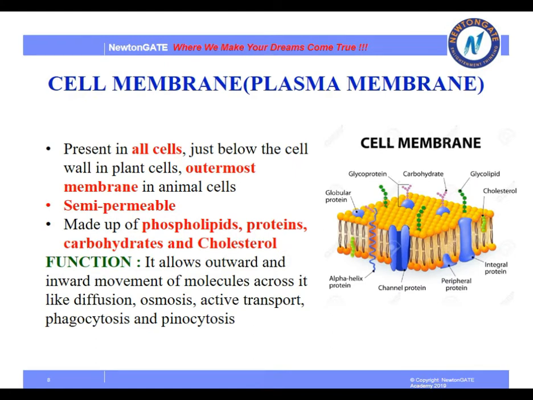The cell membrane, or plasma membrane, is present in all cells, just below the cell wall in plant cells and as the outermost membrane in animal cells. Cell membranes are semi-permeable, which means it is a barrier that allows only some molecules to pass through while blocking the passage of others. Cell membranes are made up of phospholipids, proteins, carbohydrates and cholesterol. Their function is the outward and inward movement of molecules across it, like diffusion, osmosis, active transport, phagocytosis and pinocytosis.